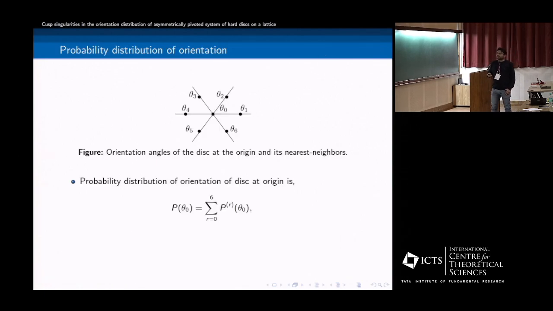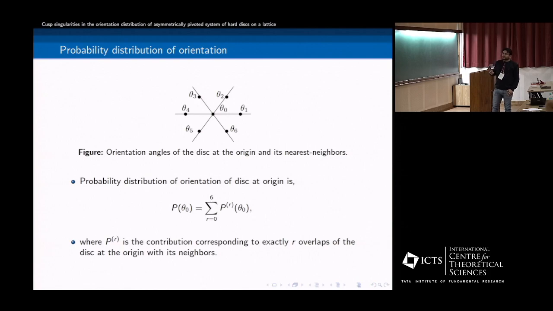What happens to that? So here also you can write the probability distribution as a sum of 6, actually 7 terms, where P_R is the contribution corresponding to exactly R overlaps of the disk at the origin with its neighbors. So we are just finding the probability distribution at the origin, the disk at the origin, right?